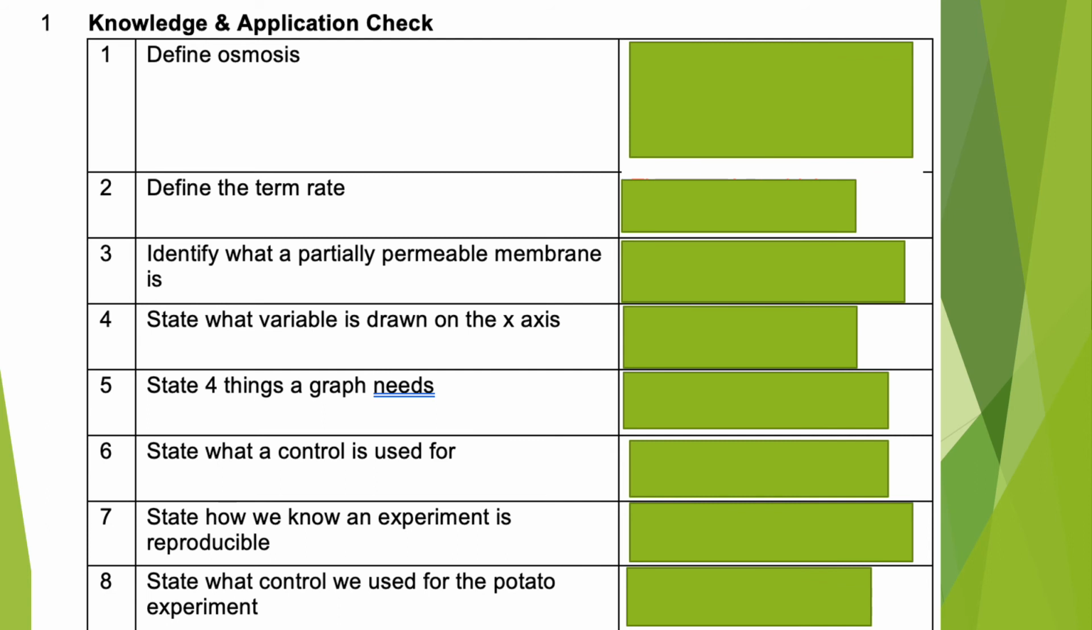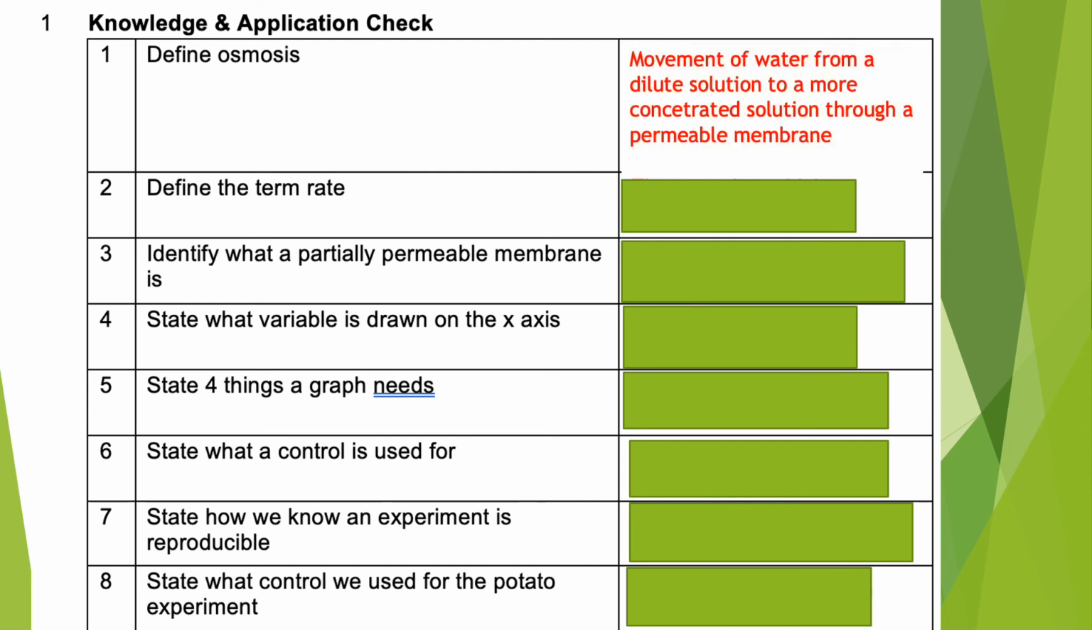Perfect. So number 1, going back, what is osmosis? Okay, osmosis is the movement of water from a dilute solution to a more concentrated solution through a permeable membrane. So the 3 words that you absolutely need to know there in order to make sense of this are dilute, concentrated, and permeable. Okay, so make sure you know those 3.